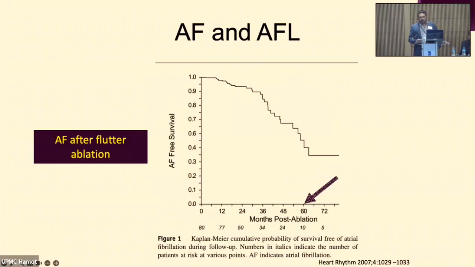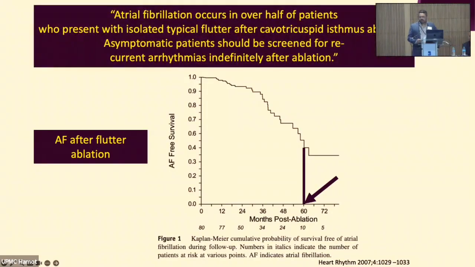Why do we care about this? If you do a flutter ablation on someone, can you stop their blood thinner? Are they good to go for the rest of their life? Hard to know. This is a challenge. We don't have a clear answer on this, but the incidence of atrial fibrillation after you've done a typical flutter ablation on someone, 50 to 60% of those people will develop atrial fibrillation in the next 5 years. And there are certain groups, the Penn group says you should always be looking for atrial fibrillation in these patients.